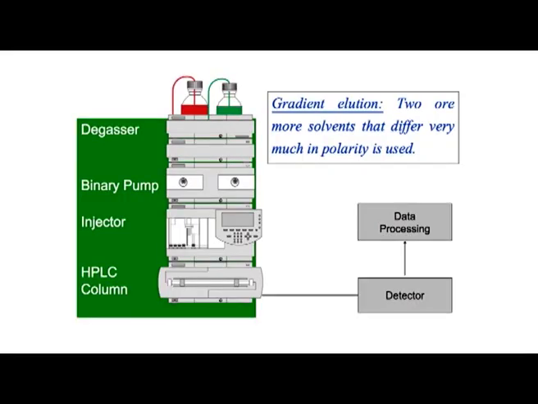In the case of other chromatographic techniques, we are using only a single solvent, that is called isocratic elution. In the case of gradient elution, you can choose a mixture of different types of solvents. Maybe you can use 2 solvents, or a combination of 3 solvents, or maybe a combination of 4 solvents as well, in order to get the complete and efficient separation of the individual components present in the sample mixture.